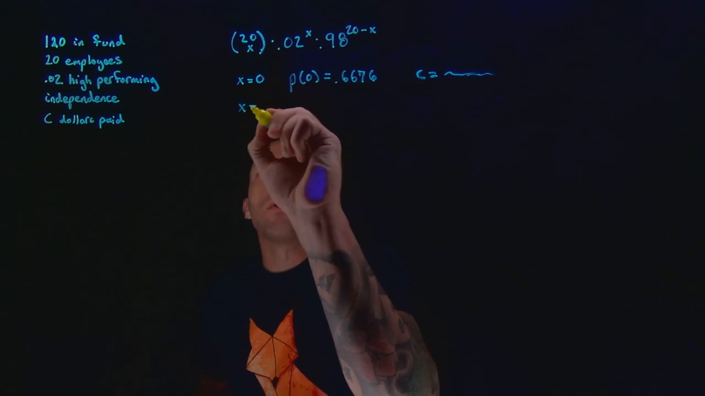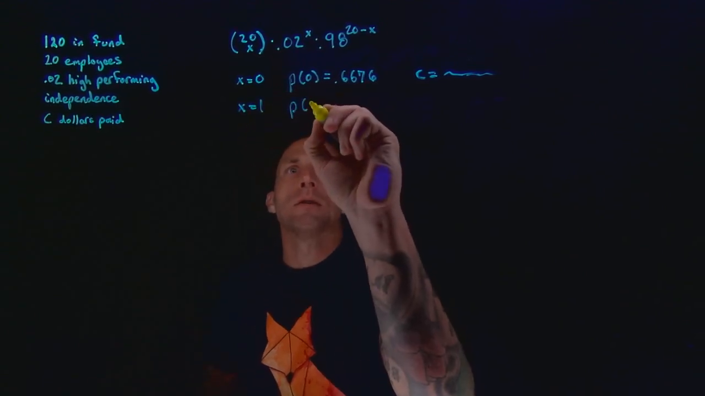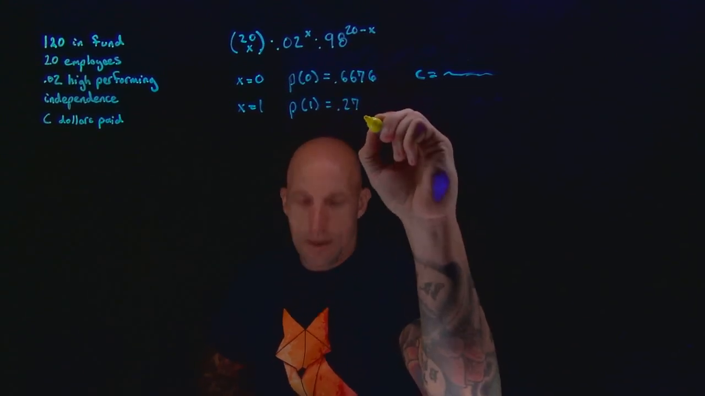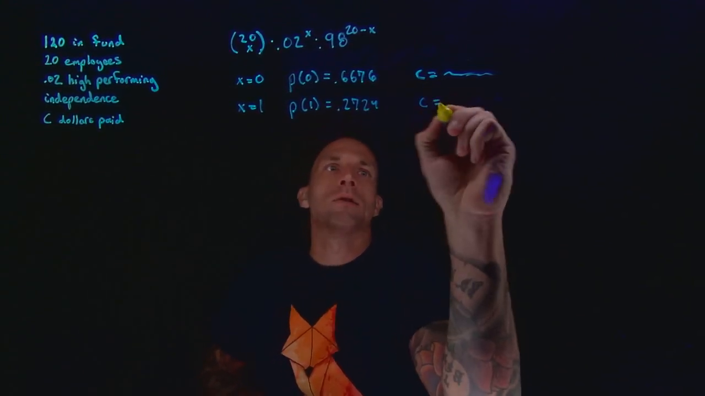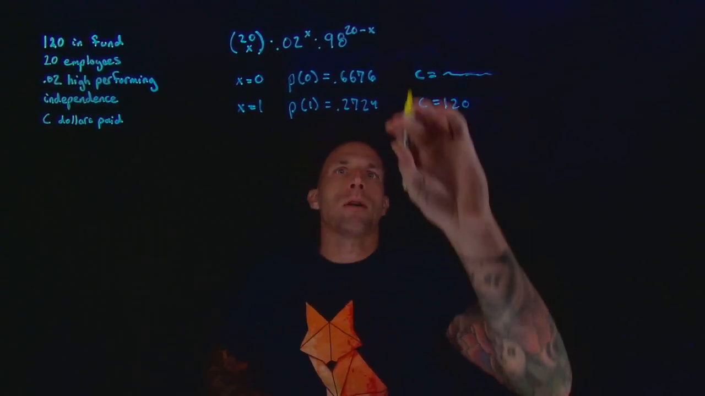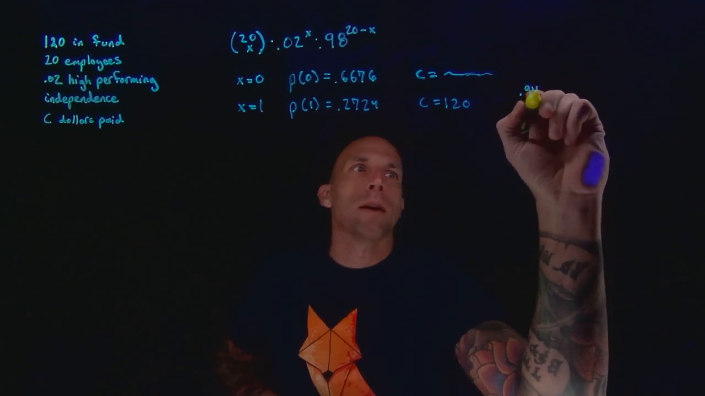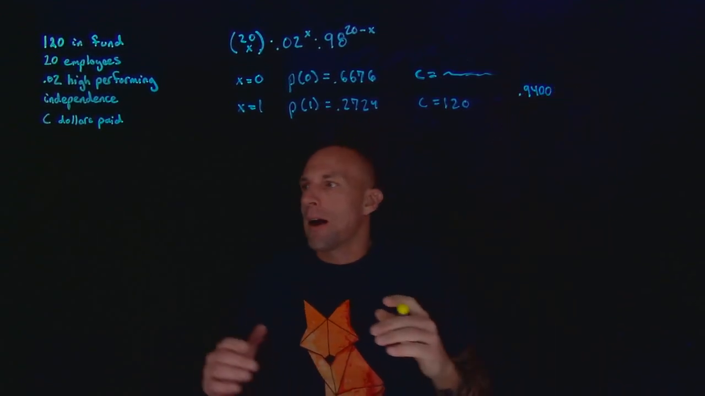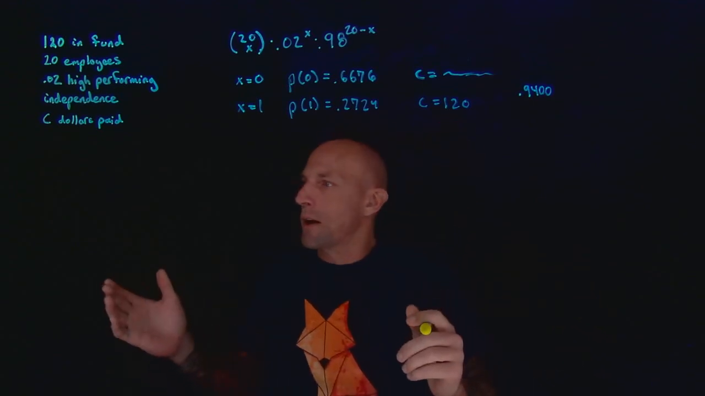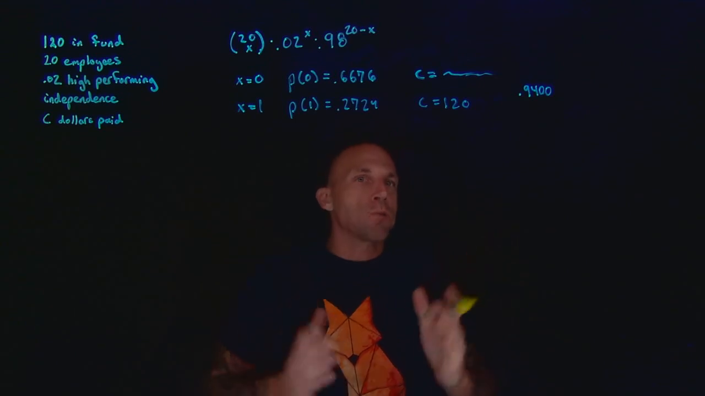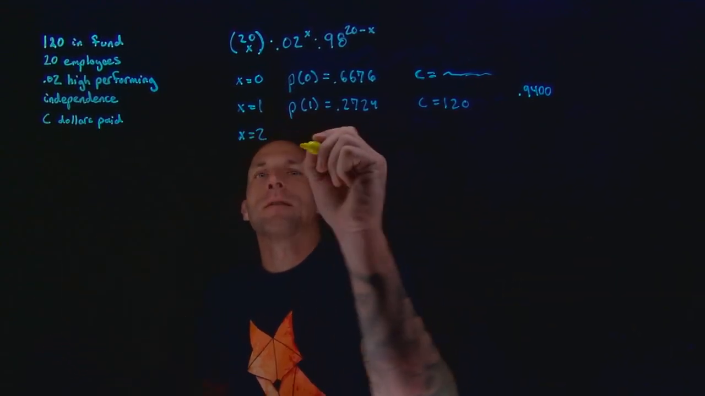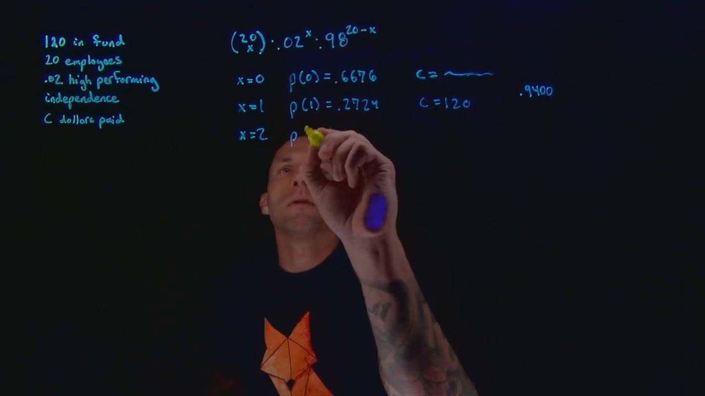So if one employee gets the bonus, this is somewhat likely at about 27%. And here the value of C would be equal to 120. But notice the cumulative probability here. If we add these two values together, we get 94%. So right now there's a 6% chance that if we select $120 or answer choice E, there's a 6% chance that we're not going to have enough money in the fund. So let's check out 2.